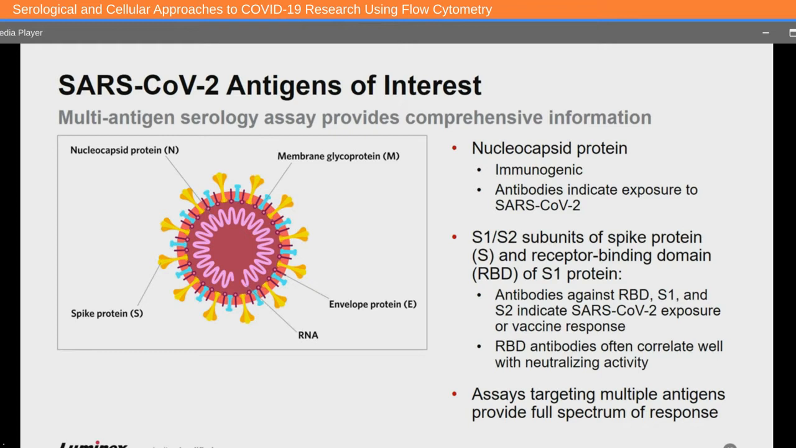Assays that are targeting multiple antigens and fishing for the different antibodies in parallel can provide a better understanding of the nature and magnitude of the antibody response. And this aspect has become particularly important, as we'll discuss, in dealing with vaccinated samples and also in dealing with variants. So multi-antigen serology has become key to providing more detailed information on what's going on with the immune response.